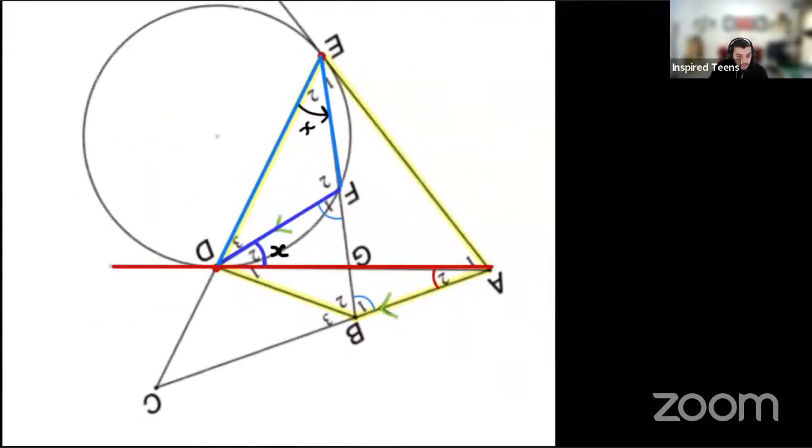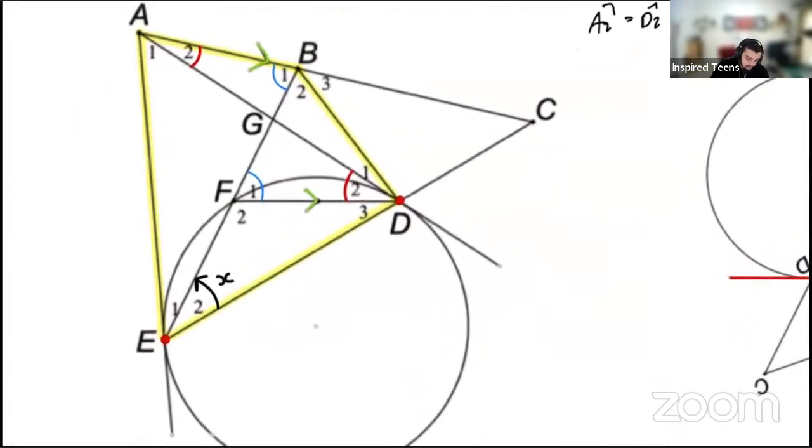Again, you can turn your page to work with your tan chord theorem however you want, or if it makes sense to you this way, then you can. So therefore, D2 is equal to X. The reason for that is the tan chord theorem. And therefore, we also know that A2 is equal to X because A2 is equal to D2. Since A2 is equal to X and E2 is equal to X, E2 is equal to A2. And therefore ABDE is a cyclic quadrilateral.